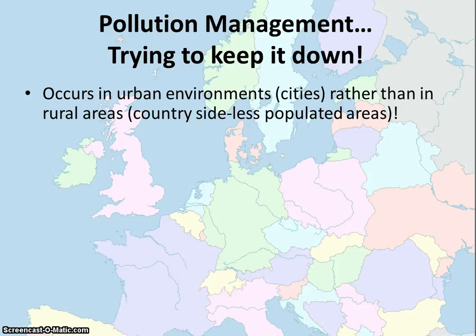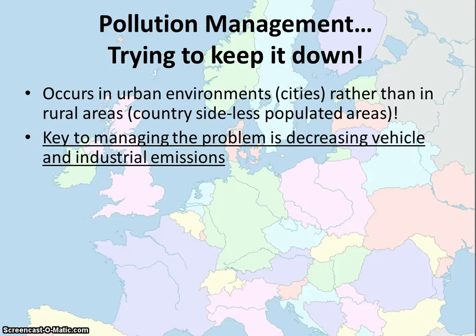What are some of the ways that we can combat this problem? It mainly occurs in urban environments and cities rather than rural areas, which are more countryside and less populated areas. They tend not to have many factories, whereas cities tend to have those factories, a lot of concentrated population, which means cars and power plants. The key to managing the problem is decreasing the amount of vehicles on the road, and there are a number of different solutions, such as carpooling and public transportation, that can transport people without having so many individual cars per person.